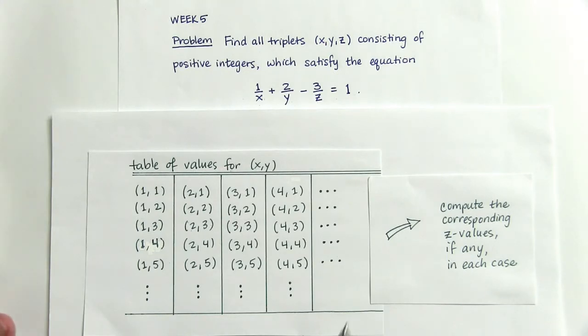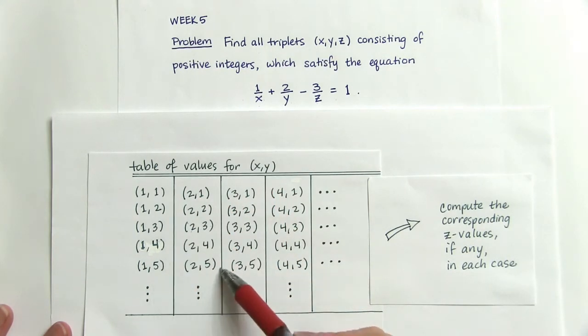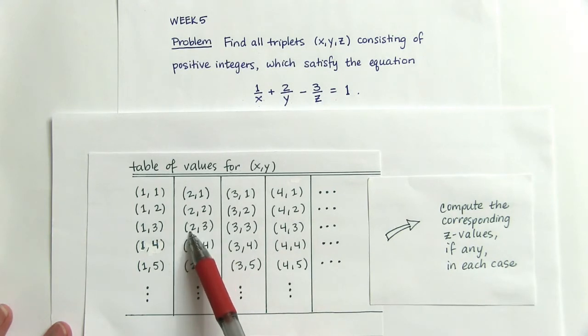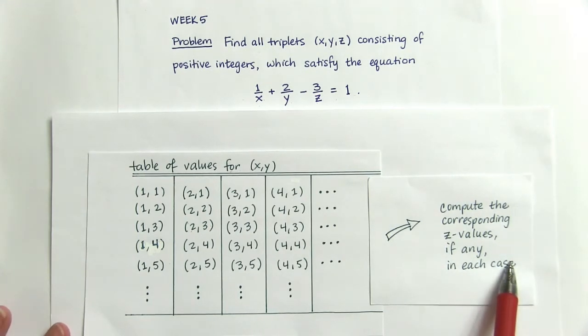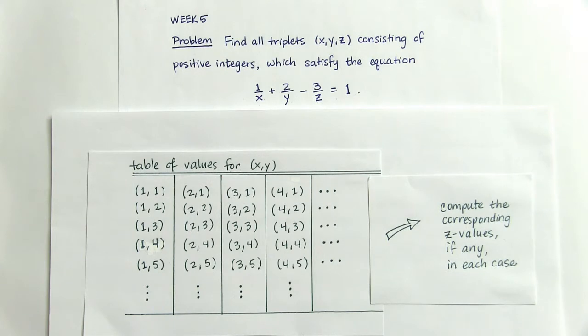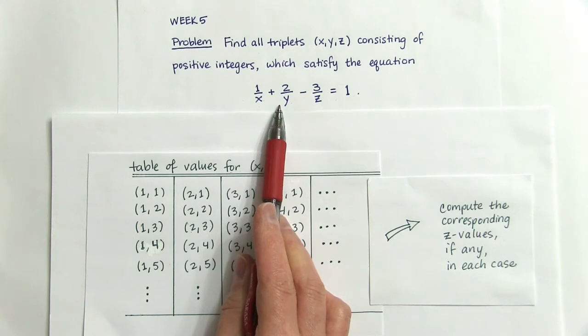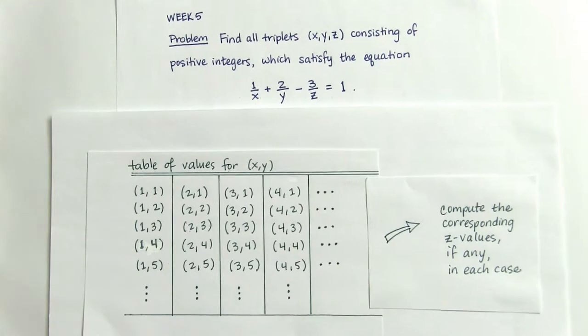So one approach to solving this problem would be to list all the possible positive integer pairs of values for x and y, and then for each of these integer pairs, compute the corresponding z values, if any, in each case. At first, this appears to be an infinite process, which will take forever to solve. But when we examine this equation more closely, we can see that many of these cases will be ruled out. Let's discuss this.